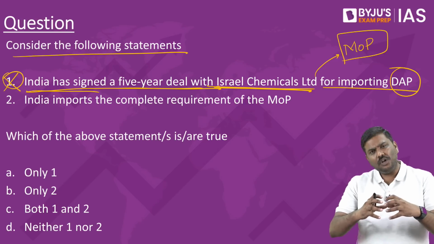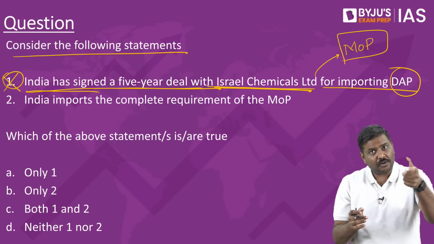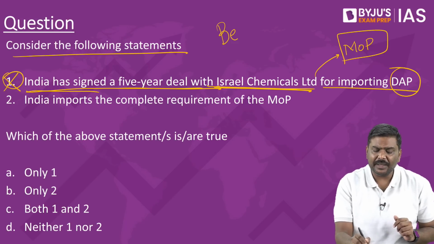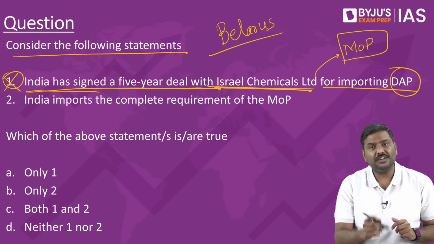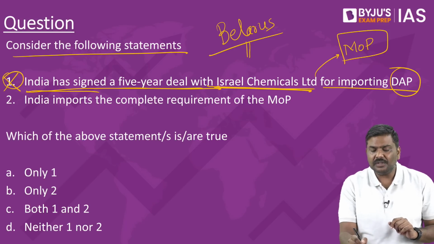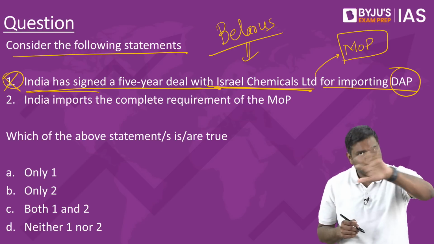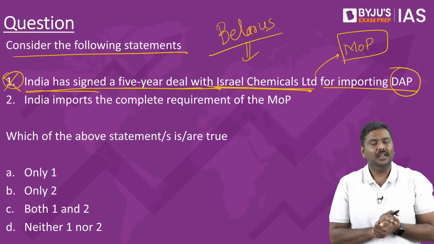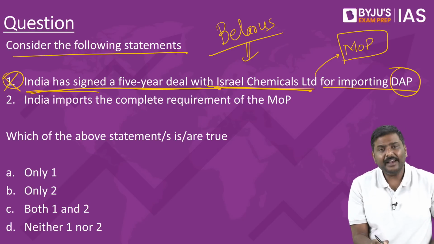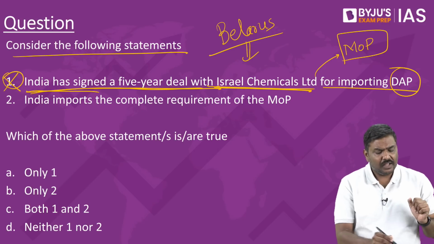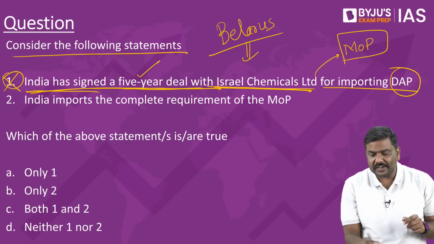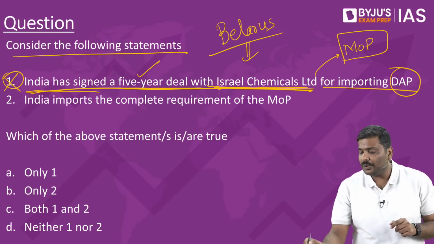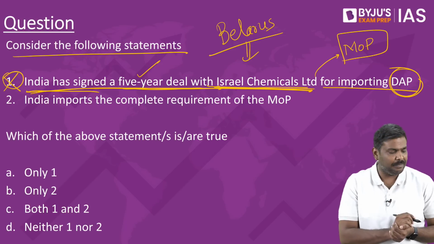We used to import a lot of this particular muriate of potash from Belarus. And because of the war between Russia and Ukraine, the imports from Ukraine, Belarus or that particular belt have been affected. And that is the precise reason India very recently, that is in this year itself, has signed a 5-year deal with Israel Chemicals to import muriate of potash, not DAP.